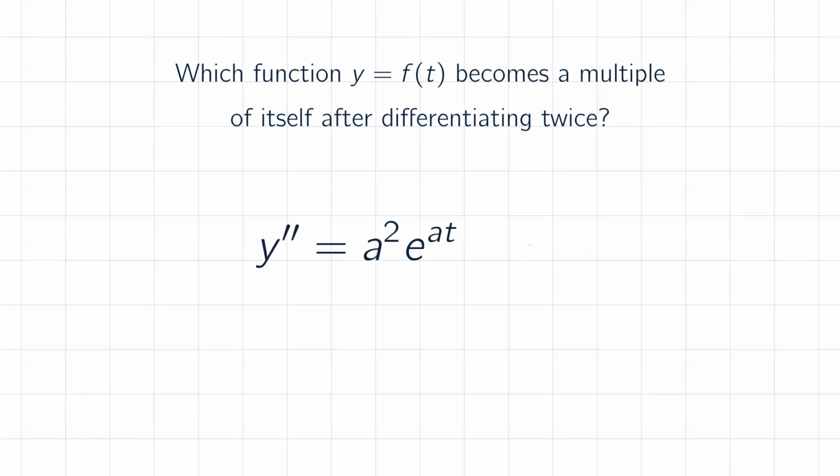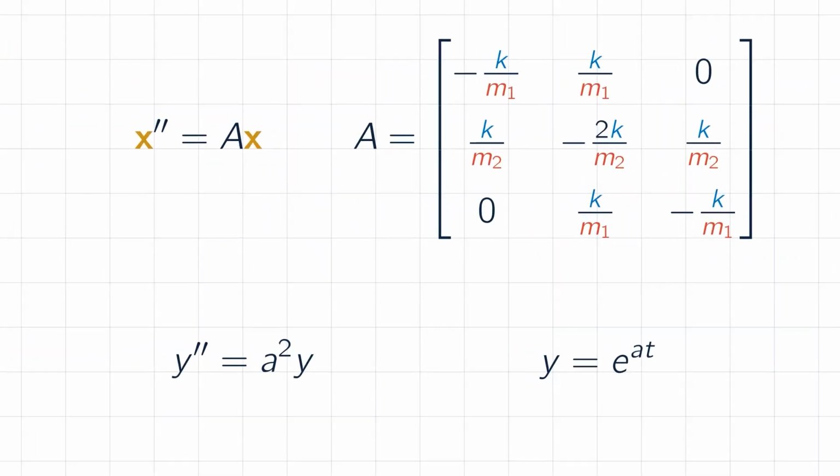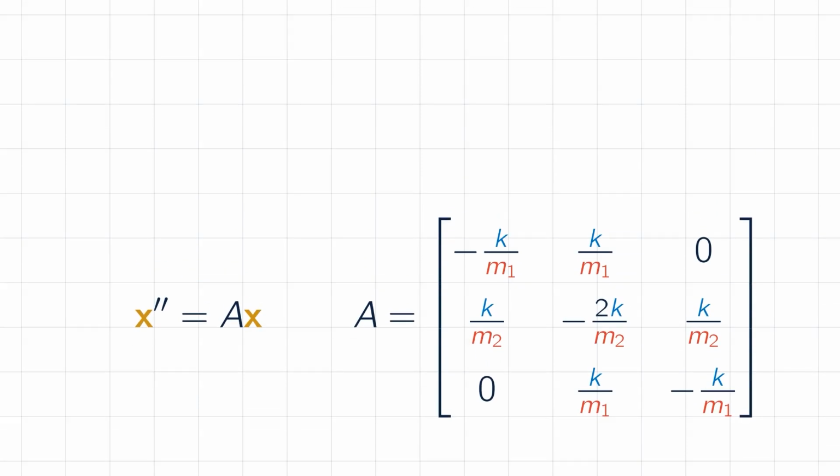This leads us to believe that the solution that we are looking for in our mass spring model must be of the same form. We will assume that the vector x that we are looking for is of the form v times an exponential function. In this case, we will not use a factor a in the exponent, but i times omega, since the solutions of our system of differential equations could be complex.